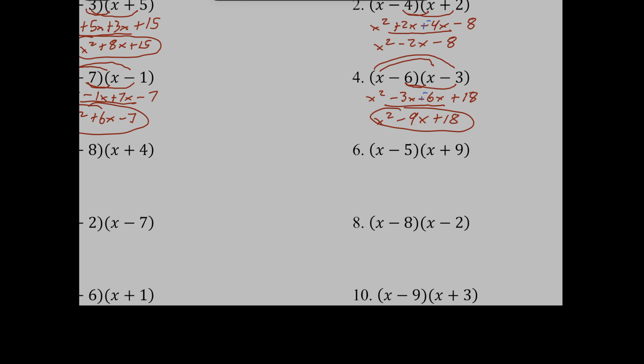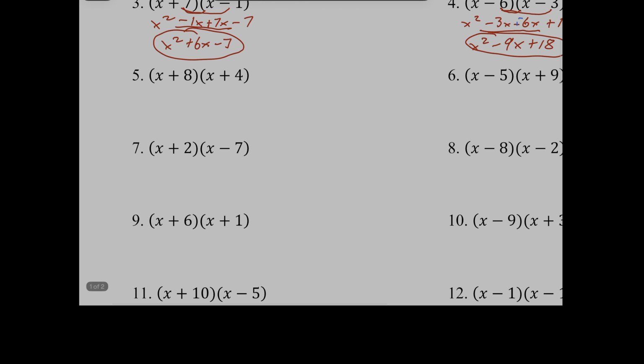Let me do 2 more, and then I'll start showing you the shortcuts, okay? So here we go. Boom, boom, boom, x squared. Do my outies, plus 4x, do my innies, plus 8x, and do my last, which is going to be plus 32. Get my middles: x squared plus 12x plus 32.